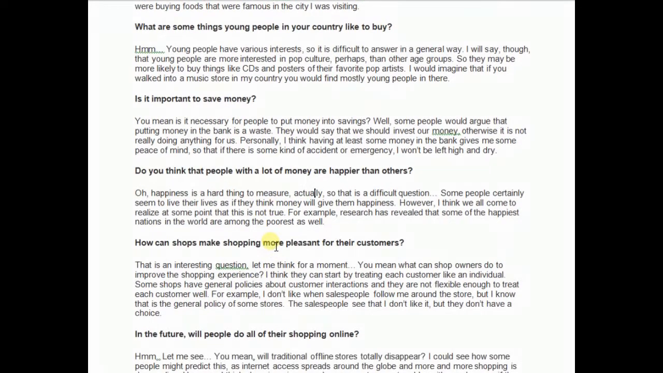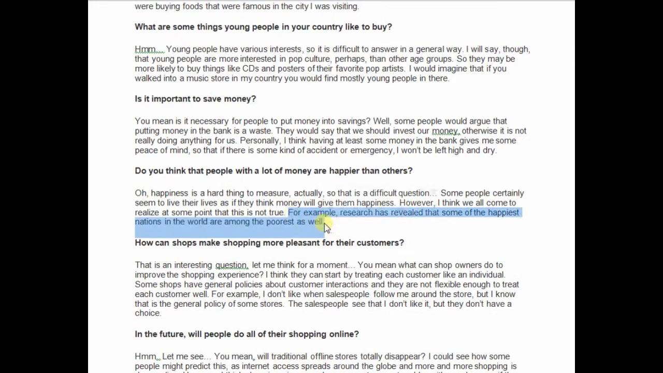Okay. Do you think that people with a lot of money are happier than others? Oh, happiness is a hard thing to measure, actually, so it's a difficult question. Some people certainly seem to live their lives as if they think money will give them happiness. However, I think we all come to realize at some point that this is not true. For example, research has revealed that some of the happiest nations in the world are among the poorest as well.